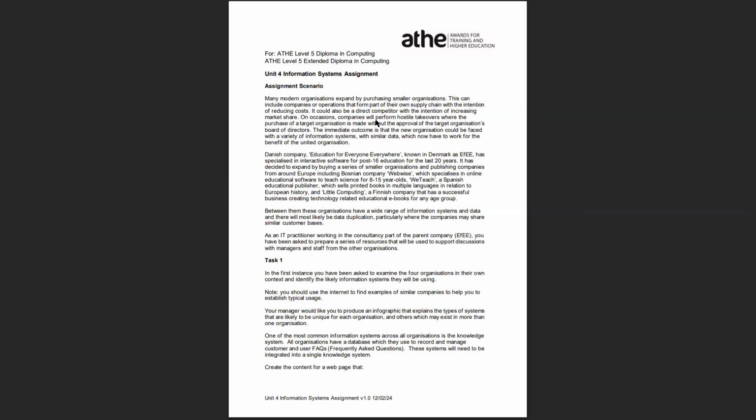On occasions, companies will perform hostile takeovers, when the purchase of a target organization is made without the approval of the target organization's board of directors. The immediate outcome of that is the new organization could be faced with a variety of information systems with similar data, which now have to work for the benefit of the united organization. So we have now an example.